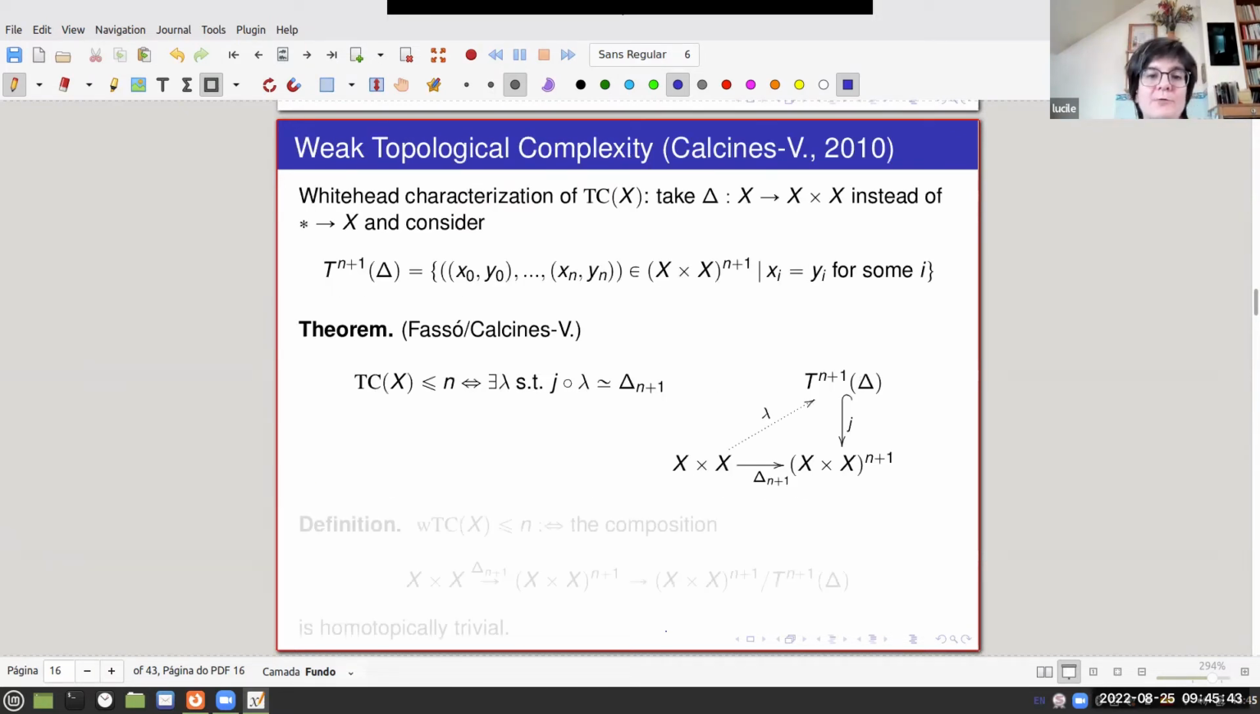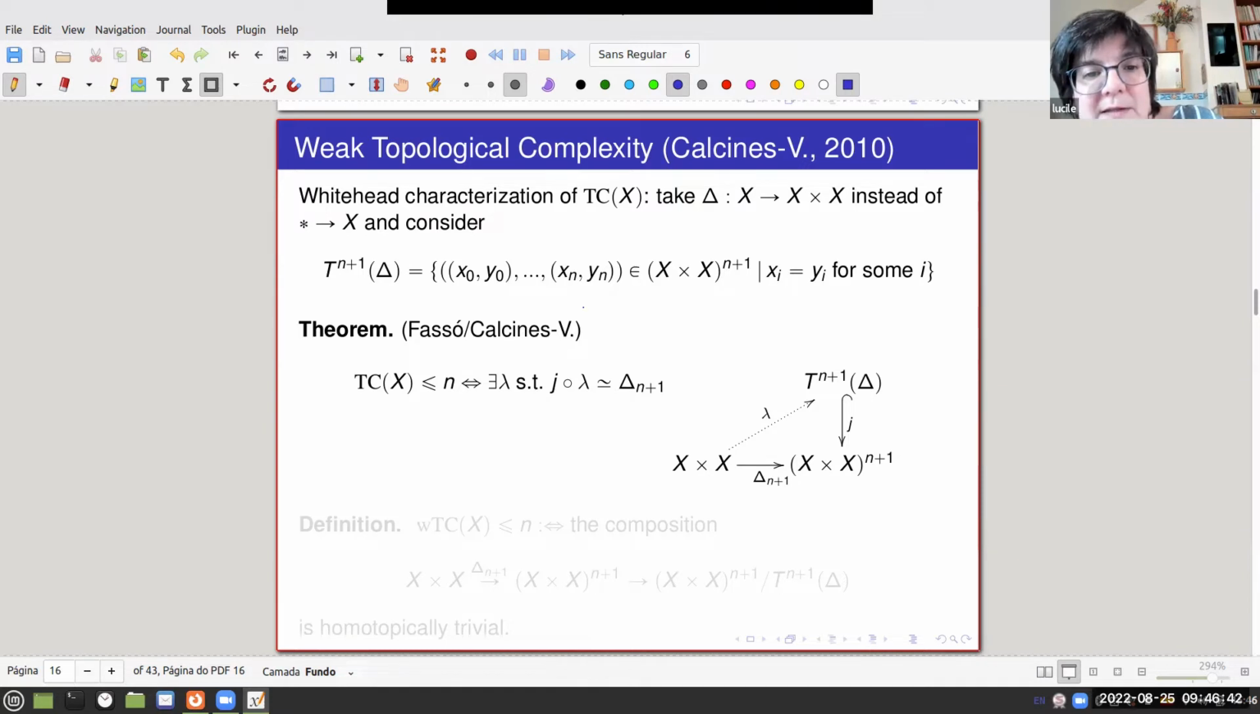Now for the weak topological complexity, which we introduced with José Calcines some years ago. First, we need a Whitehead characterization of TC. Actually, we did work on the weak sectional category for any map. Here, if X is a CW complex, we will need a fat wedge. If X is a CW complex, the diagonal map is a cofibration. And then we have a very direct description of this fat wedge, which corresponds to a construction given by Agnès Fasso, and which is just a subspace of the (n+1)-fold product of X × X, the target of the map.